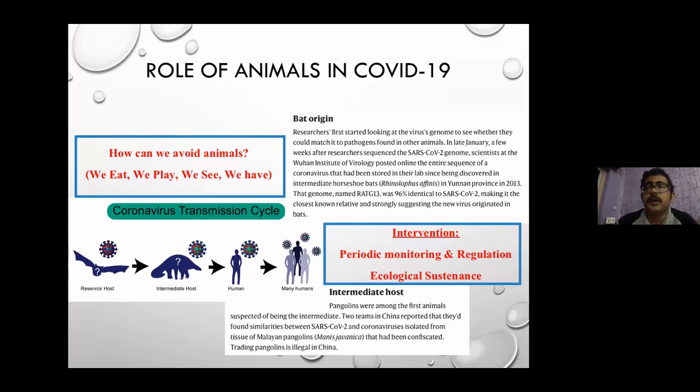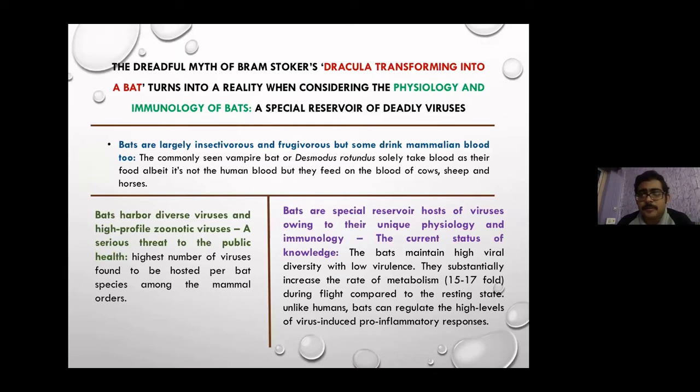Now, I'd like to have a discussion on Bram Stoker's Dracula, because we all are aware of Bram Stoker's Dracula that transforms into a bat, which is a dreadful being. But if we consider the biology of bats, there is a serious concern. As we know, most bats are frugivores, they do not drink mammalian blood, but there are certainly several species of vampire bats which feed on blood. But the bat harbors diverse viruses and highly zoonotic viruses, which are a severe threat to public health, therefore consumption of bat as food must be avoided.